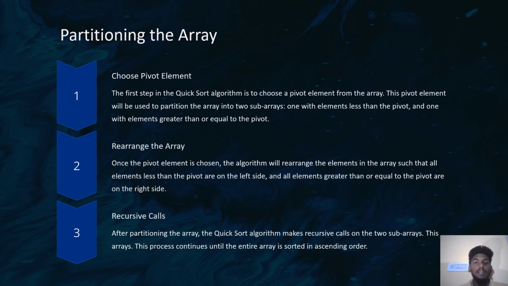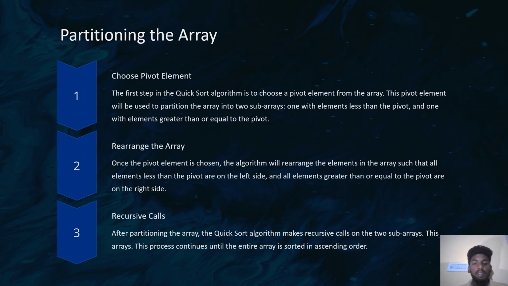Partition the array. Choose pivot element. The first step in the Quicksort algorithm is to choose a pivot element from the array. This pivot element will be used to partition the array into two sub-arrays, one with elements less than the pivot and another with elements greater than or equal to the pivot.